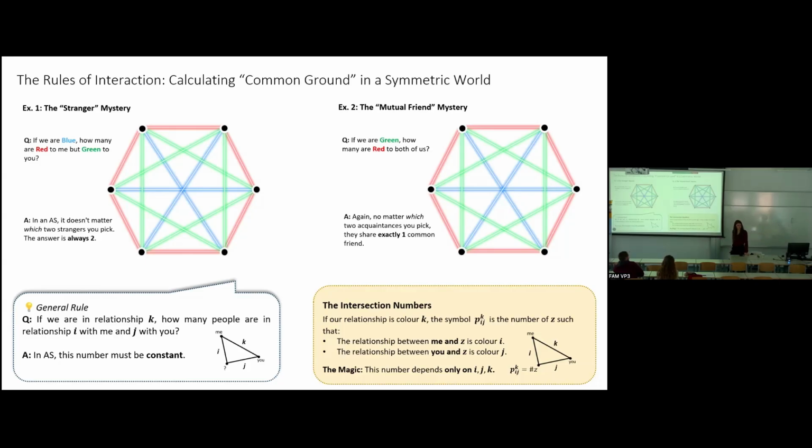This is a definition. When we have an association scheme, we attach to it a set of numbers, the intersection numbers, that must satisfy this property. Actually, this is the crucial one. This is the hardest to check.